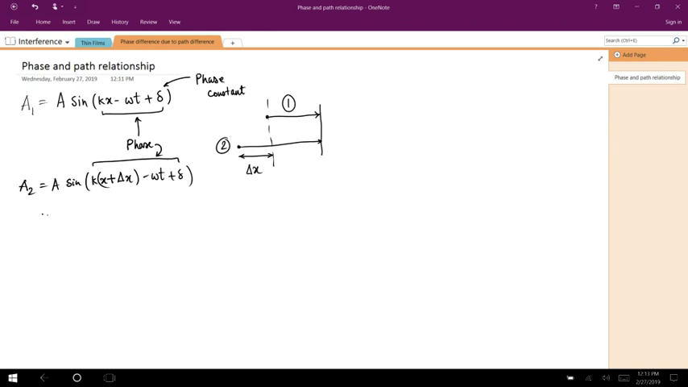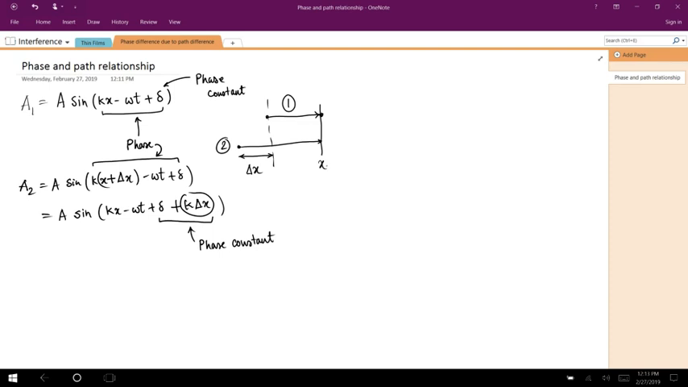So now let's see what this means. This tells me that this will be A sine of kx minus omega t plus delta plus k times delta x, right? So that k times delta x will give rise to an additional phase constant. So this is the total phase constant now. And why is this a constant? It does not depend on x, of course. Delta x does not depend on this final value of the x.